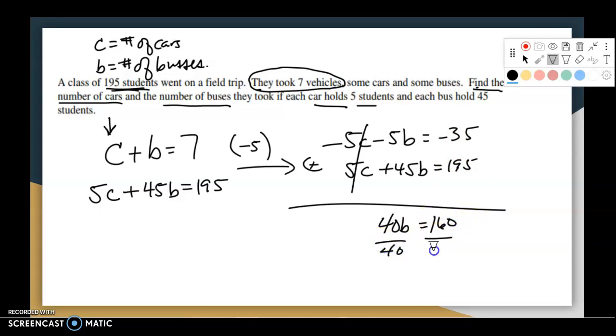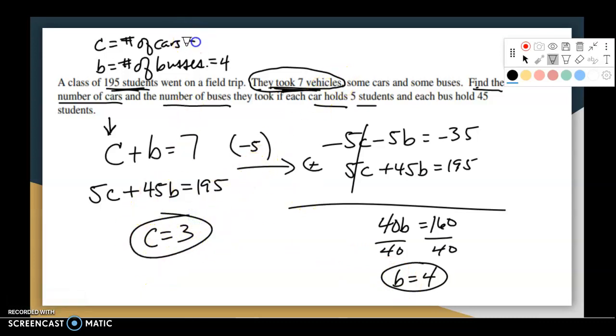So if I divide both sides by 40, I get B equals 4. So I know the number of buses is 4. Now, I need to know how many cars. Again, you can take B equals 4, plug it into one of these equations and solve. But look, they took 7 vehicles. 4 of them were buses. So how many of them were cars? 3, because that adds up to 7. So the number of cars is 3. 3 cars, 4 buses. And there's your answer.